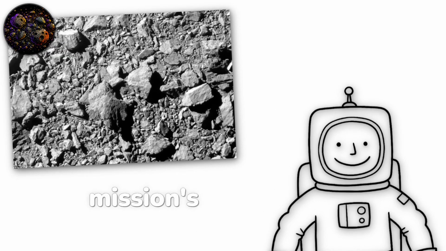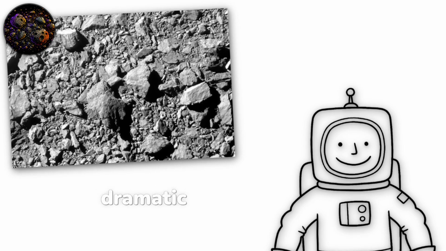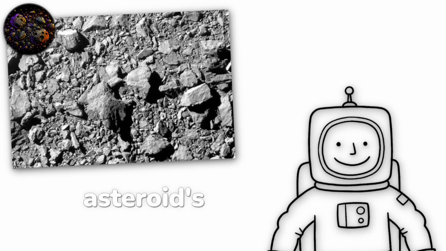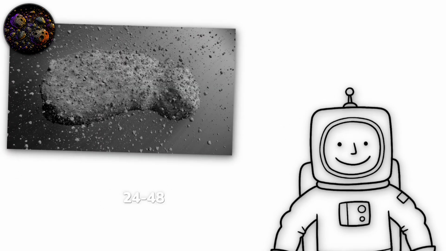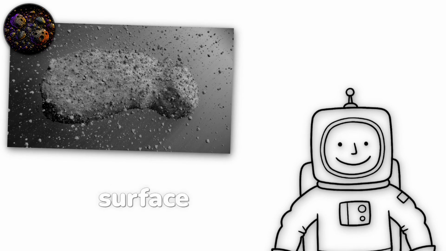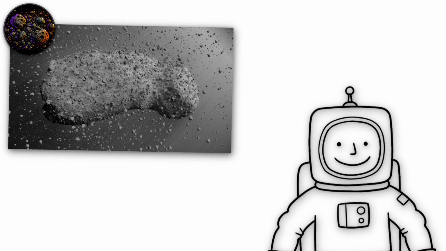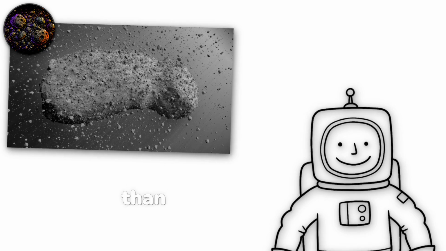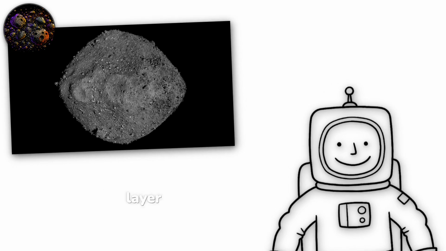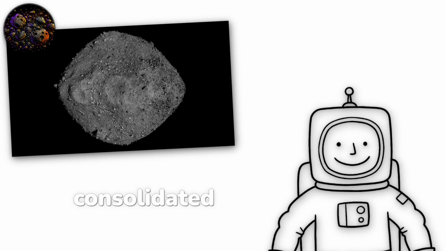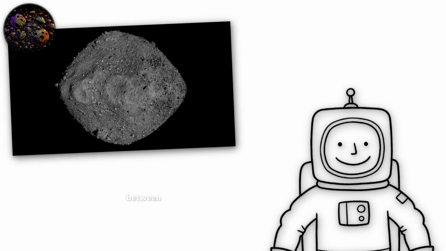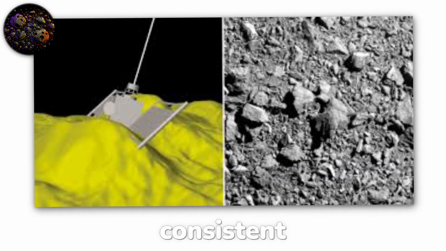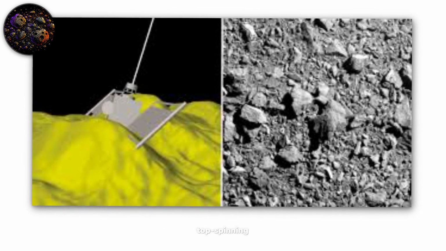The OSIRIS-REx mission's investigation of Bennu provided the most dramatic direct evidence for rubble pile structure. When the spacecraft briefly touched the asteroid's surface to collect its sample, it sank 24 to 48 centimeters into the surface before the sample collection system's nitrogen gas forced the material into the collector, the surface behaving more like a liquid than a solid and communicating that the surface layer was an extremely loosely consolidated granular material with almost no cohesion between particles.